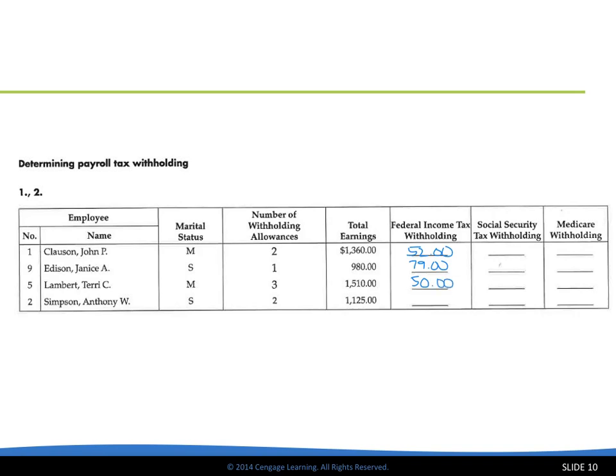Okay. My last federal income tax withholding is in the single table for 2 allowances. Their total earnings is $1,125, so it's going to be between $1,125 and $1,140. They had 2 allowances, so I find my 2 allowances, and I see that it's $77 withholdings.